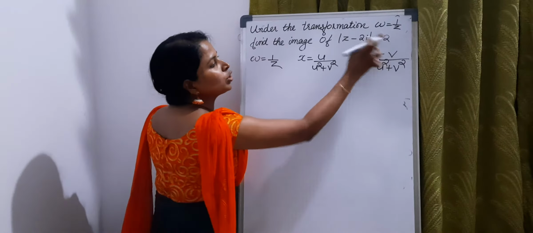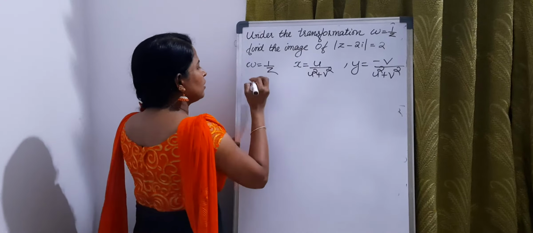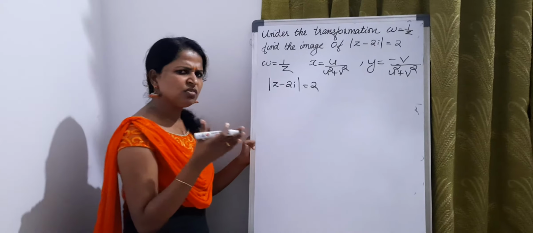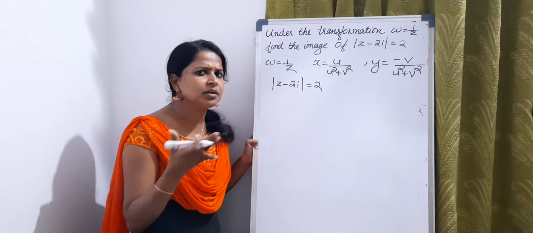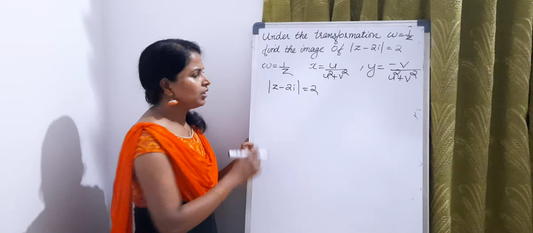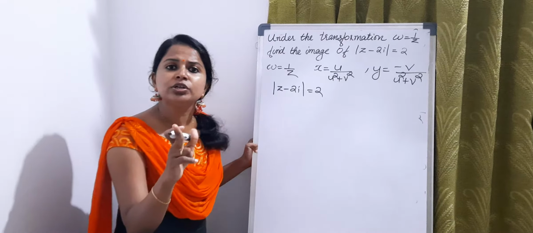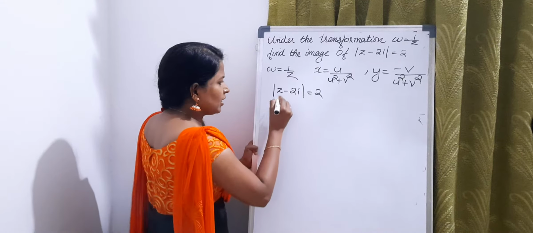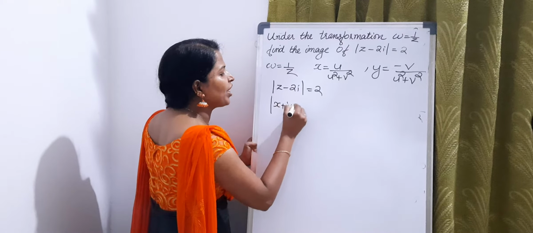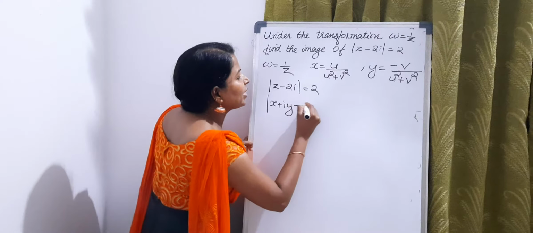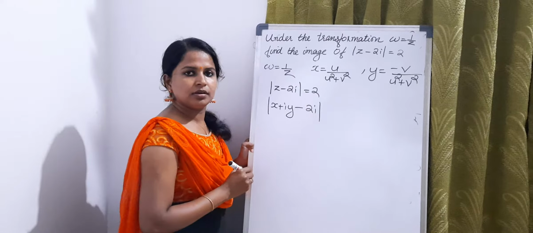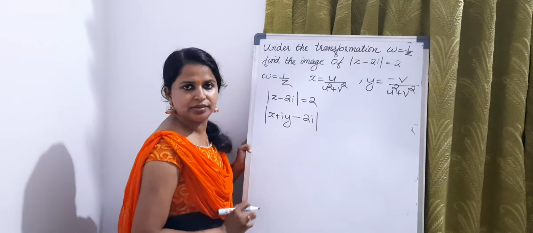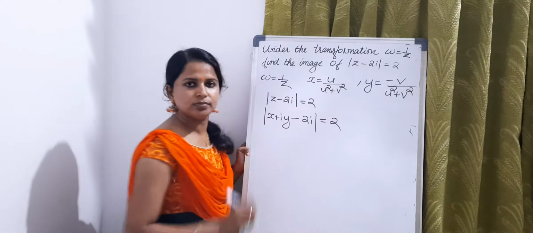Then find the image of mod z minus 2i equal to 2. In the z plane, what is this equation? This is mod z minus 2i equal to 2. We know that z equal to x plus iy. So we write modulus of x plus iy minus 2i equal to 2.